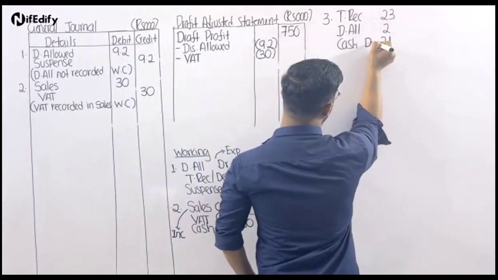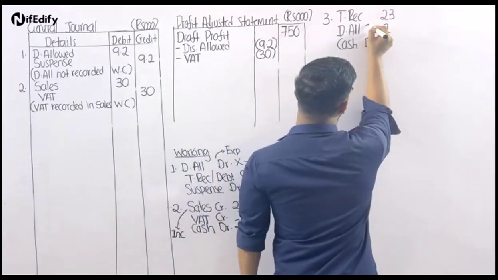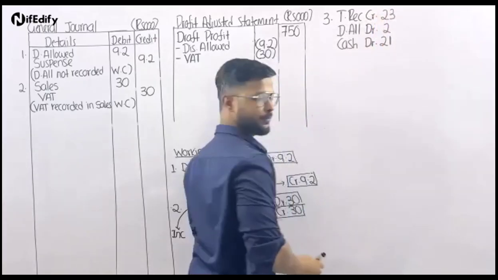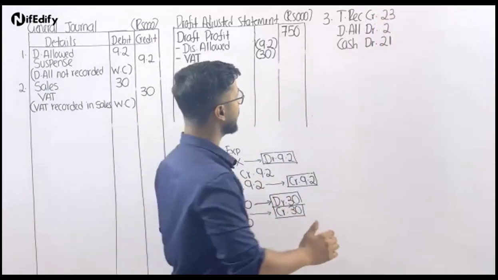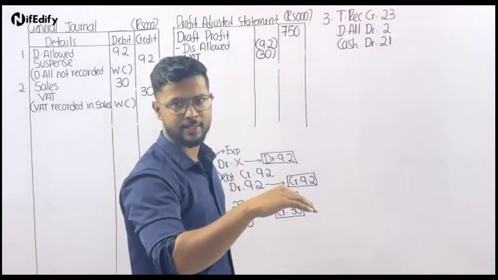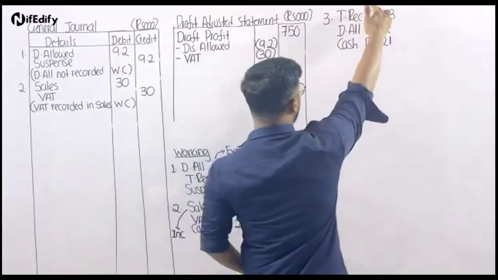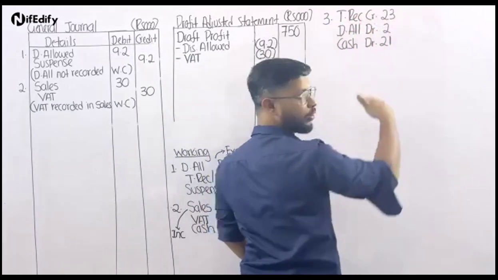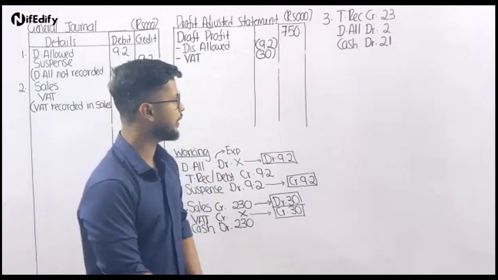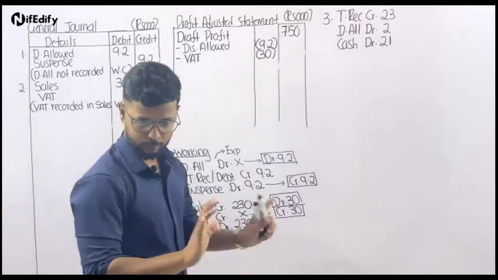Cash account is debited because cash comes in. Discount allowed is an expense, debited. Trade receivable gets credited, because if the trade receivable settles the money, the trade receivable will go down. Out of 23, 2 is a discount and we all know discount is an expense, and expense should be debited. And obviously we get cash, therefore we debit the cash account. I hope that double entry is clear.